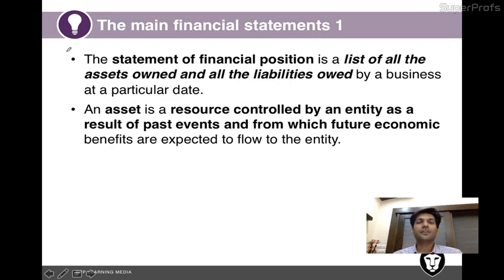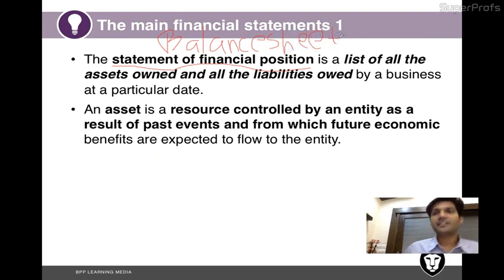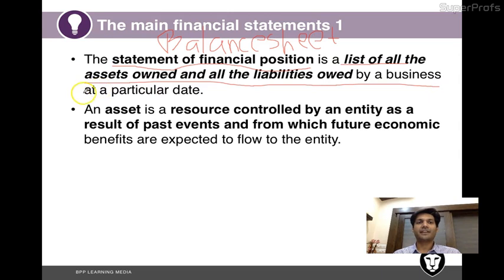So now the point is, what are the various types of financial statement? The first one is statement of financial position. Remember, I told you, we also call it what? We also call it balance sheet. Okay, balance sheet. And balance sheet is a list of all the assets owned and all the liabilities owed by the business at a particular date. Now, what is asset?